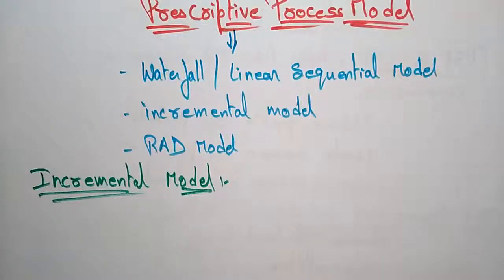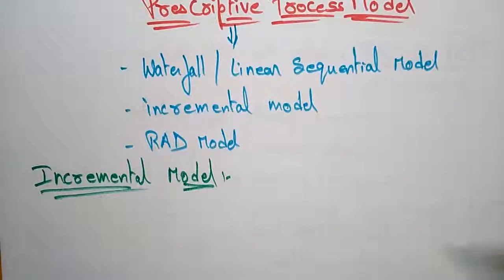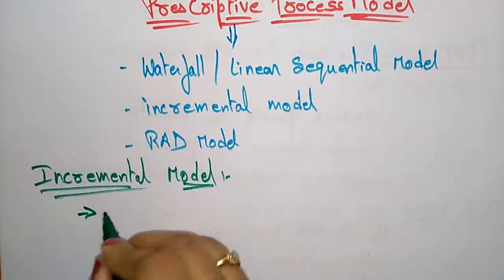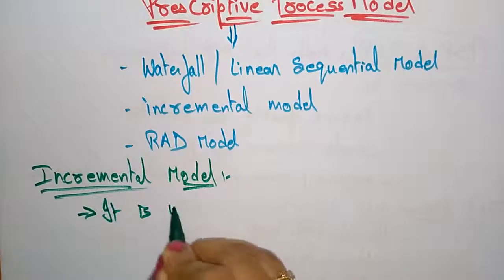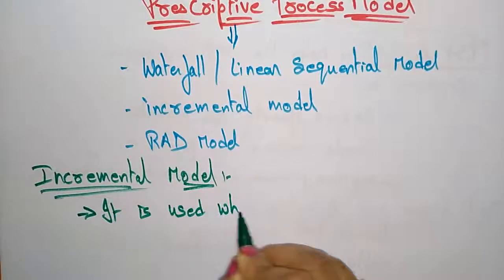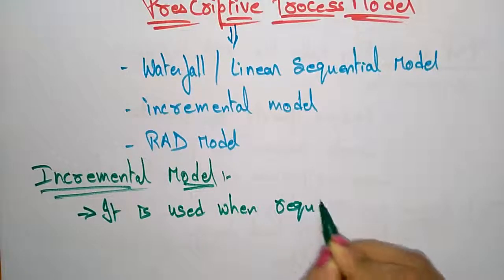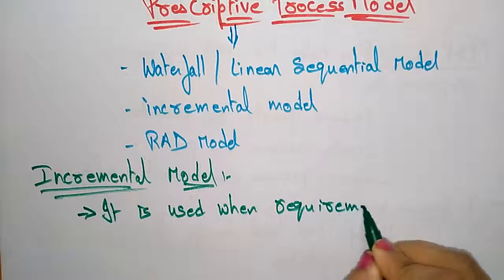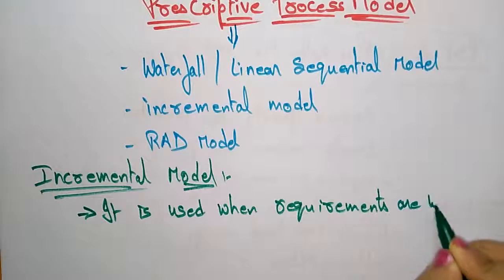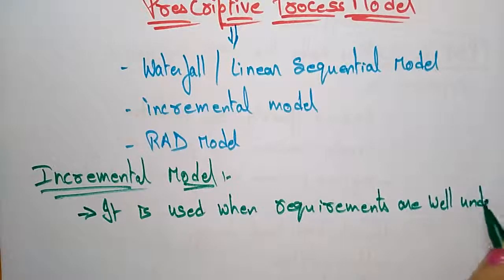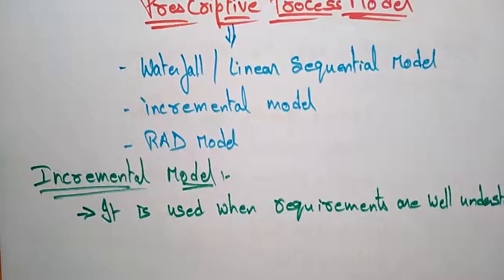Whenever you are the person implementing the project, the team that is going to implement the project, they have to well understand the requirements whatever the user has given. Okay, so let me write the points first. Incremental model, it is used when requirements are well understood. Then only you proceed with the incremental model.